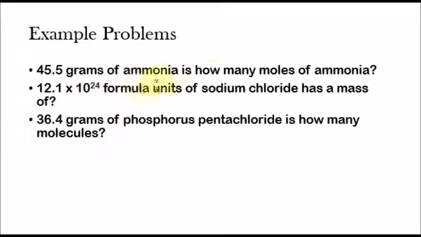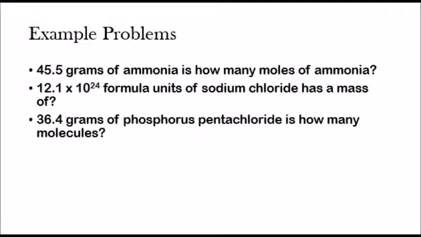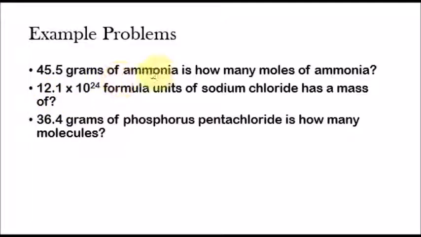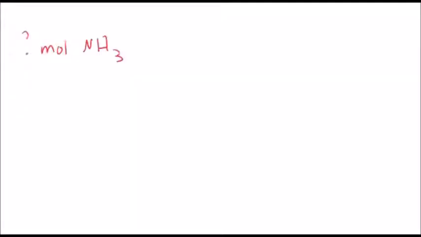45.5 grams of ammonia is how many moles of ammonia? Let me get a new slide here so we can work this problem out. The question was, 45.5 grams of ammonia is how many moles of ammonia? We're going to use dimensional analysis here, just like we did in the previous video. So we're looking for moles of ammonia. Ammonia is NH3, by the way. And what we're given is 45.5 grams of ammonia. So it's equivalent to 45.5 grams of ammonia.